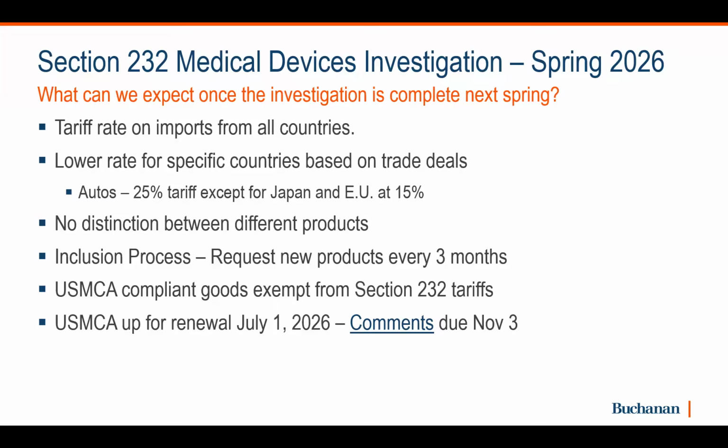And then two, the scope of the investigation will be defined to cover all the different products, whether it be PPE, medical devices, or other medical equipment, right? But it also can extend over time. People may request at the inclusion process that other devices be included. Let's say, for example, crutches, for whatever reason, are not included initially. They might be included in a future round based on the inclusion process.